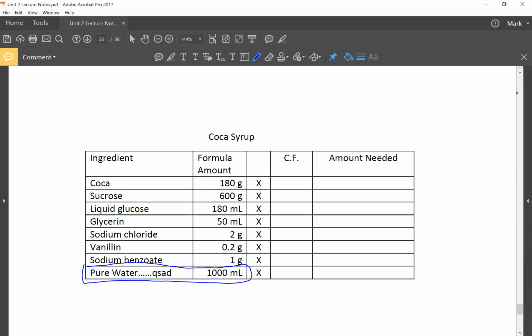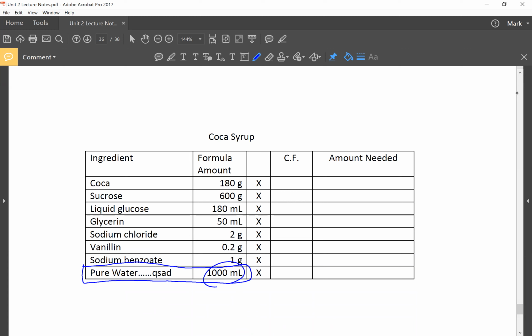This tells me how much this recipe will make. This is a different formula or recipe than, say, something you get on the internet for cookies. But if I was going to explain this recipe to you, take 180 grams of cocoa, 600 grams of sucrose, 180 milliliters of liquid glucose, 50 milliliters of glycerin, 2 grams of sodium chloride, 0.2 grams of vanillin, 1 gram of sodium benzoate, and then add water to make 1,000 milliliters.